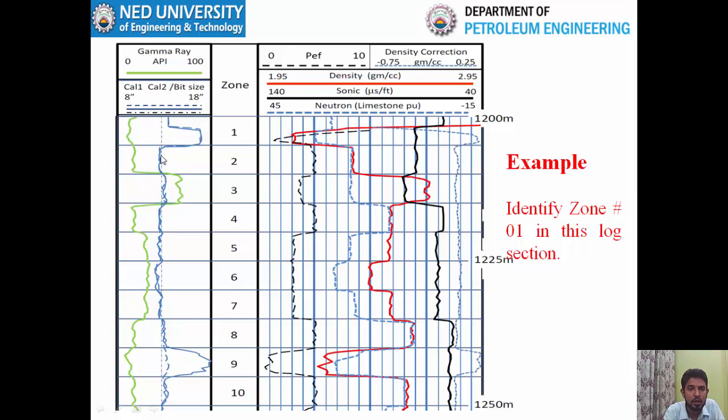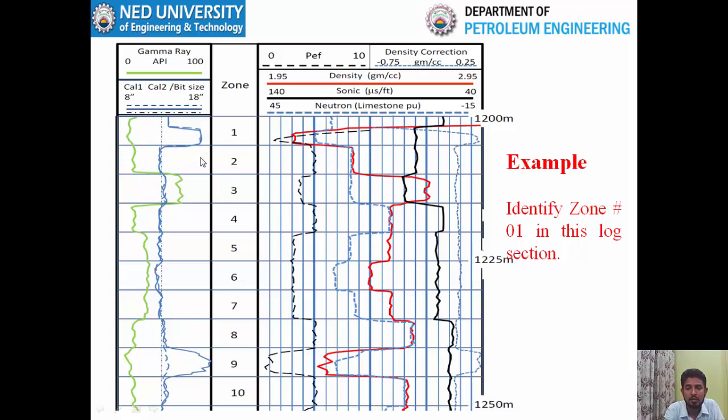So zone number 2, basically when you see zone number 2, it is a permeable zone, and the hole size is smaller than the bit size. So when the actual hole size is around the bit size, the logs can be trusted. So gamma ray log, PEF log, neutron density, and sonic log, all logs are reliable.